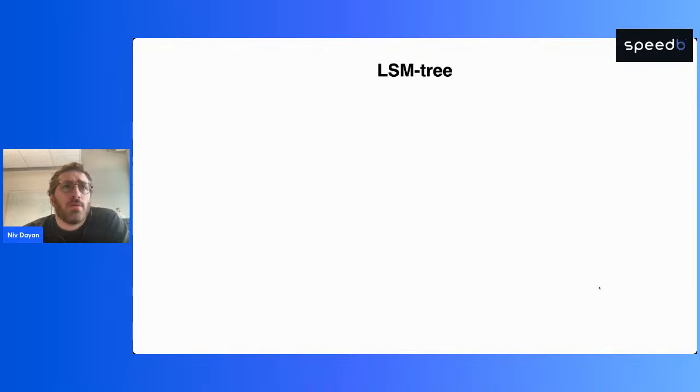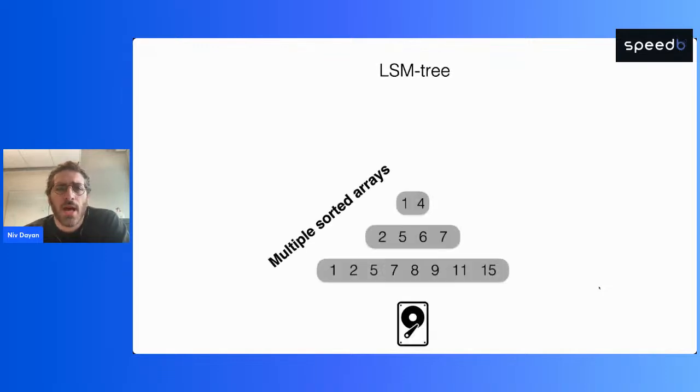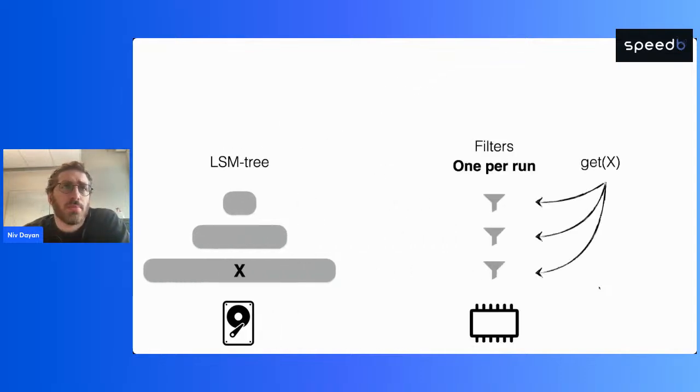Okay, a killer app for filters is log structured merge trees, or LSM trees. And this is really the bread and butter of what Speedb is doing as a company. I'm not going to describe LSM trees in detail. I'll just say that essentially, an LSM tree is a series of sorted arrays that exist in storage. So a data item might inhabit one of these sorted arrays. And the way that Bloom filters help in this kind of application is we can attach one Bloom filter for each one of these sorted runs. These Bloom filters will be in memory.